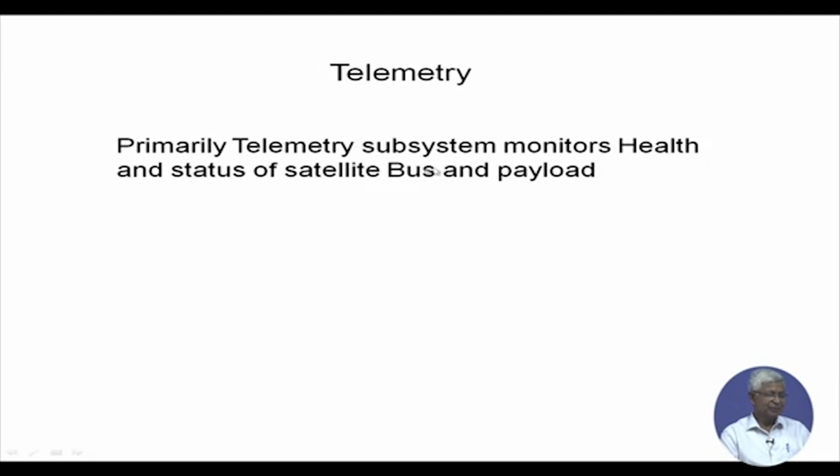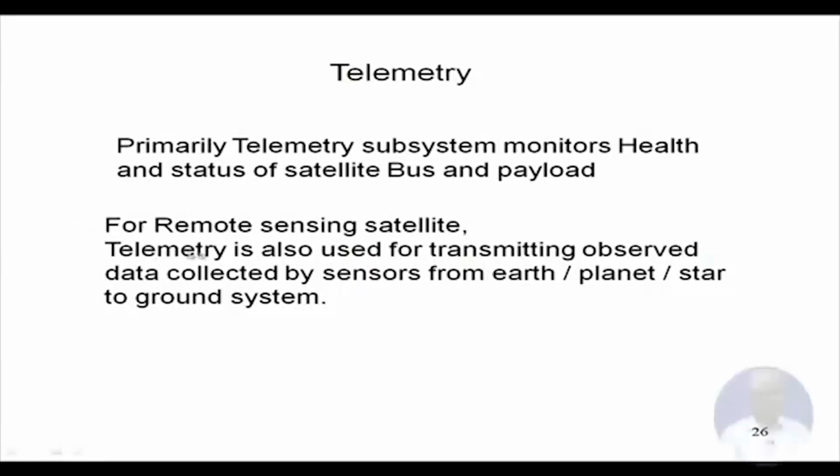Primarily, telemetry of the subsystem monitors the health and status of the satellite bus as well as payload. Each of the subsystems has to be monitored for how it is functioning. But in some cases of remote sensing satellites, the term telemetry is also used for transmitting observed data collected from the sensors looking towards the earth, planet or star to the ground system. So the data collection is outside the satellite, and that is also called telemetry. But in our case, as communication satellites, we will confine ourselves to the health monitoring and status monitoring of the bus and payload, which we will call telemetry.